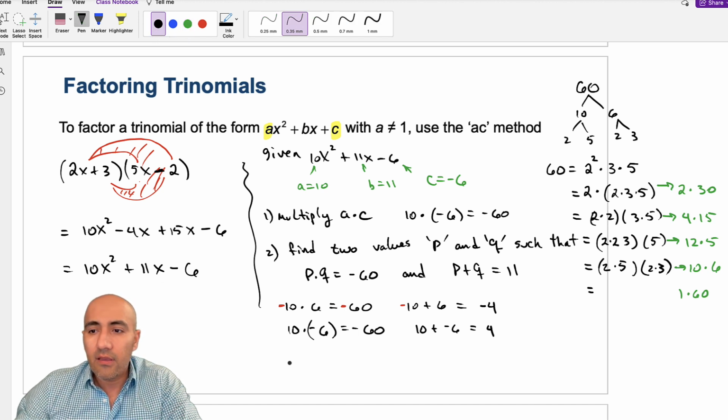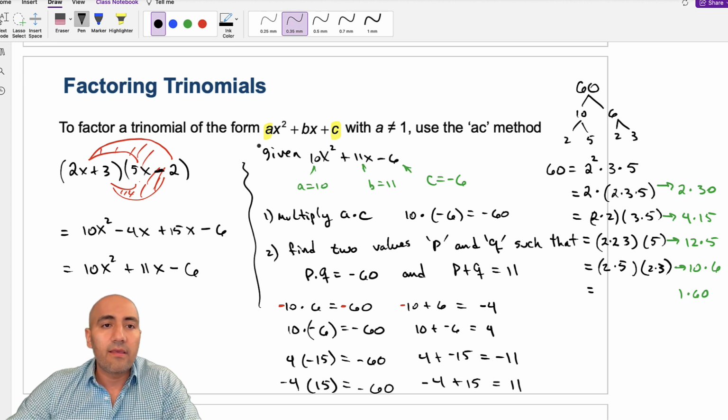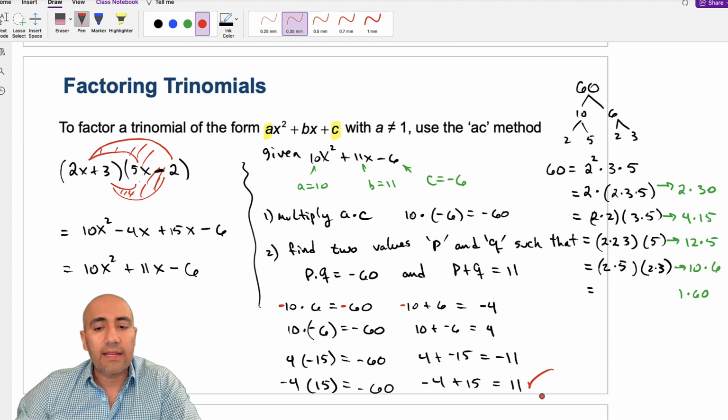Let's say we have 4 times negative 15 and negative 4 times positive 15. Both of these will result in a negative 60. But only one of them will work out to positive 11, right? If we have 4 plus negative 15, this leads to negative 11. Nope, we want positive 11. And then minus 4 plus 15 adds up to positive 11, and there's our winner. Got it, okay? So the numbers we're looking for are negative 4 and positive 15.